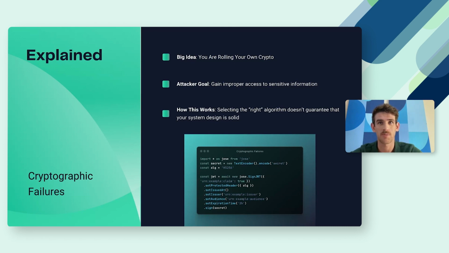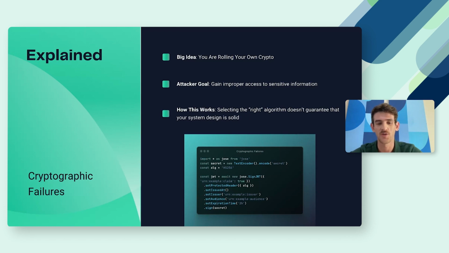So the attacker will typically try to get access to sensitive information by skirting around the way you've set up your authentication, even if you are using a valid crypto algorithm. So in this example here, we're using the jose library. We've set up an appropriate algorithm to encode some secret here, and we'll be issuing JWTs to our end user for authentication. However, we set the secret as "secret", which would mean that we're not really creating an enforceable security policy, because an attacker would be able to easily guess that the secret is "secret".